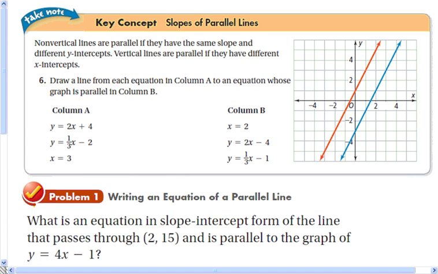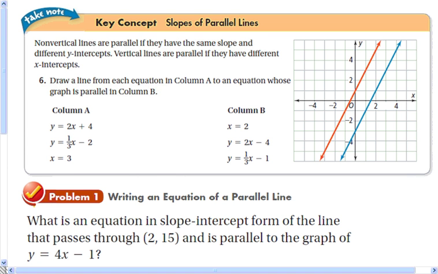All right, so here's a concept that we need to see, and you could check this out on your graphing calculator: non-vertical lines are parallel if they have the same slope and different y-intercepts. Vertical lines are parallel if they have different x-intercepts.